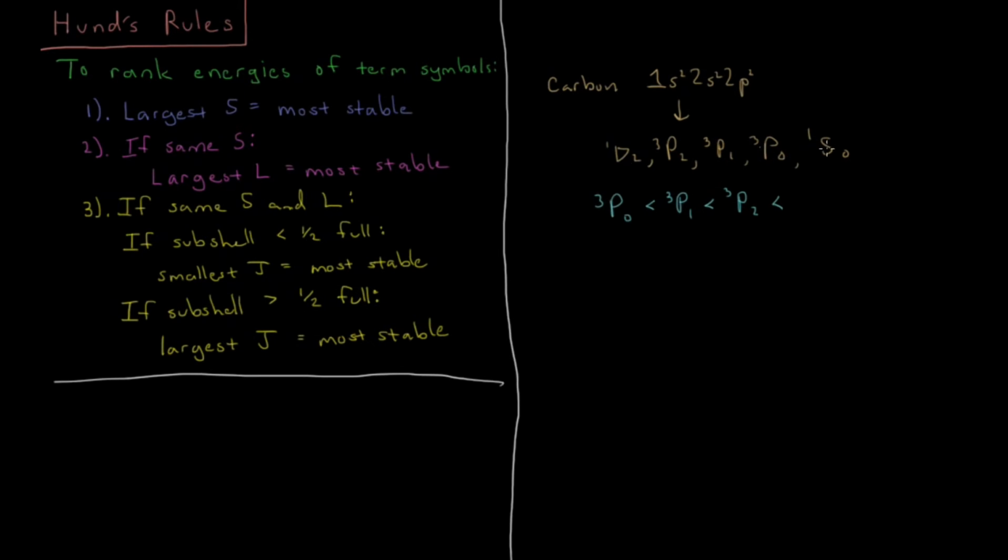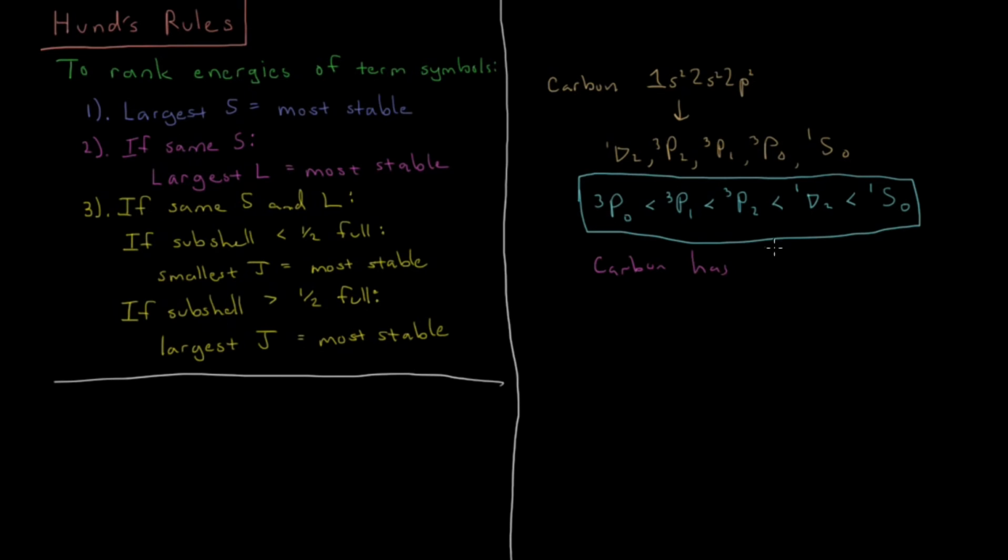Then we go back to the top. We have our singlet D and singlet S left. They are both singlets. They have the same S. So we look at L. D has a larger value of L, L equals 2. So the singlet D2 is more stable than S, which is our highest energy term there, singlet S0. Okay, so that is our relative order of those 5 term symbols in energy. So a carbon atom has a triplet P0 ground state. This means that the lowest energy state of a carbon atom is going to be a triplet P0 term symbol.